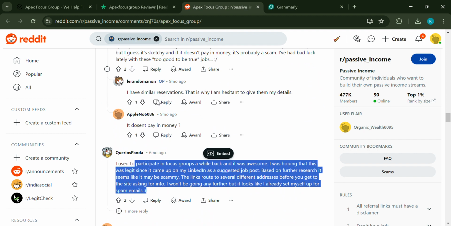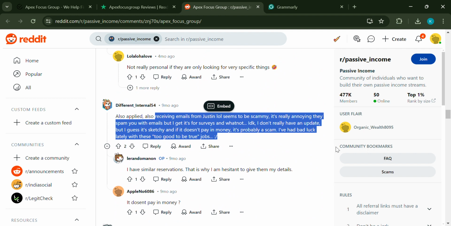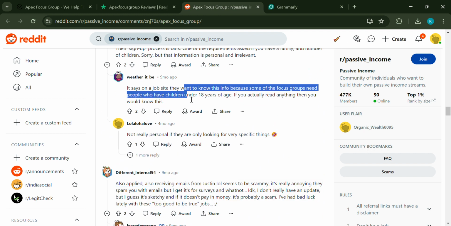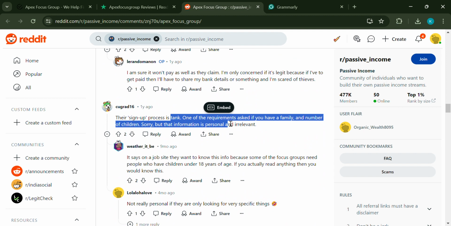And speaking of not a great feeling, let's talk about spam. A ton of people who signed up for apexfocusgroup.com are complaining about being bombarded with unwanted emails and phone calls. It's almost like their information got into the wrong hands.